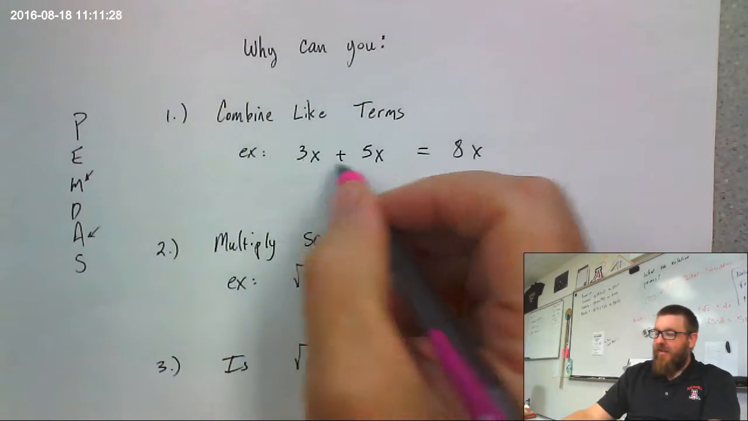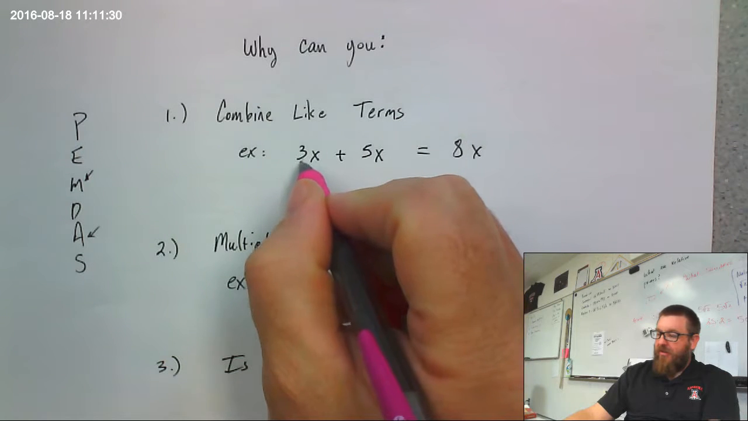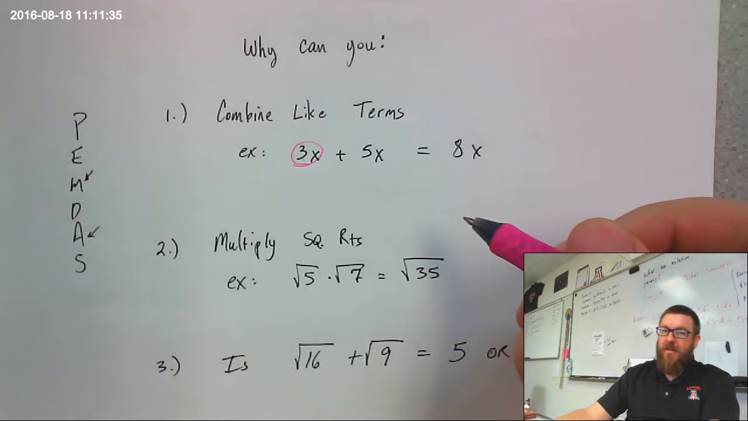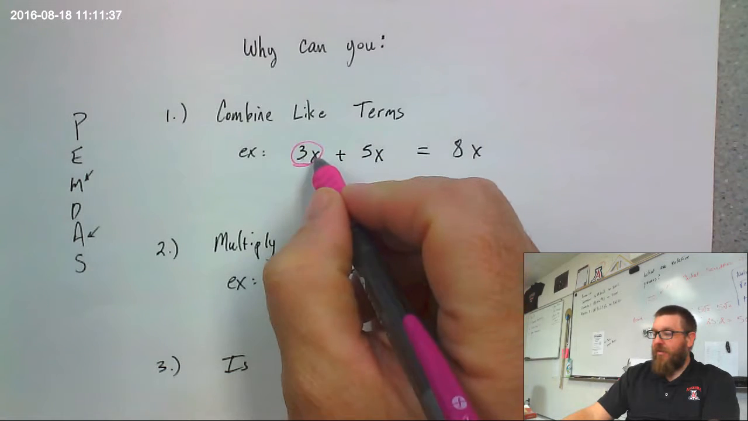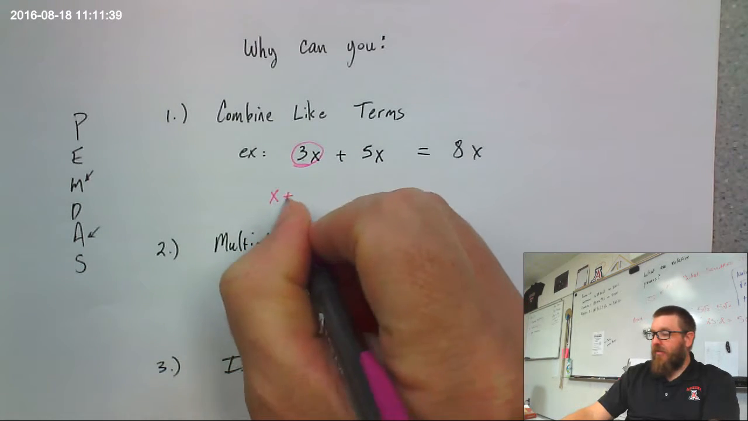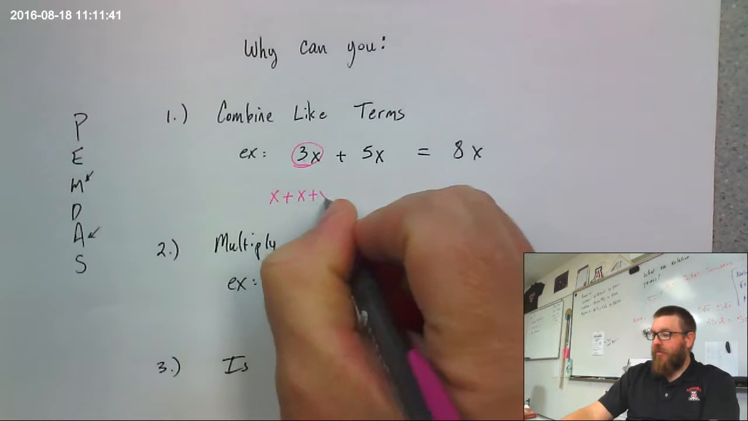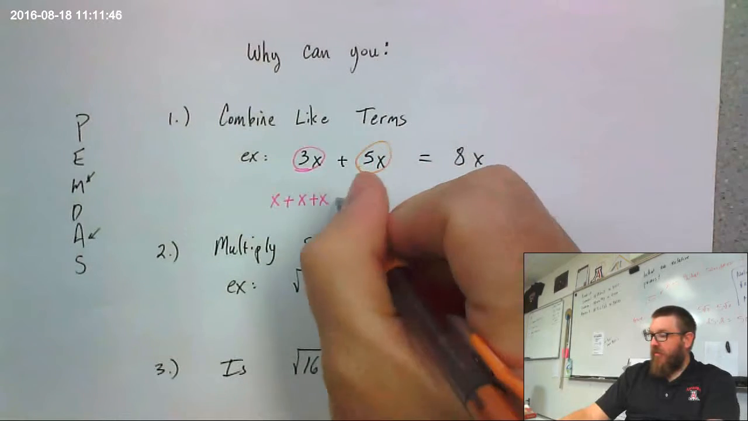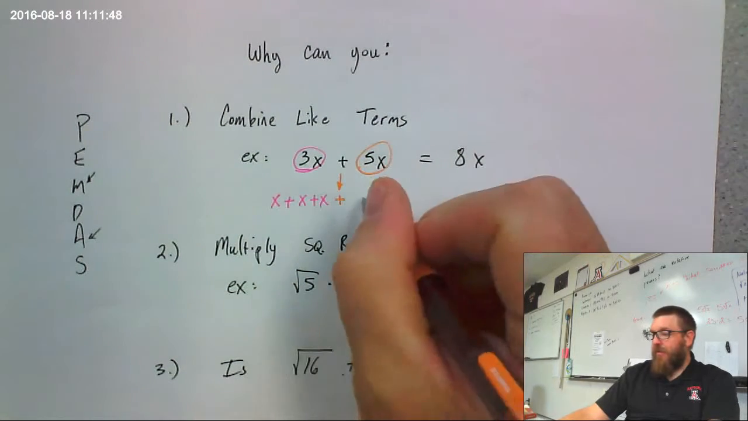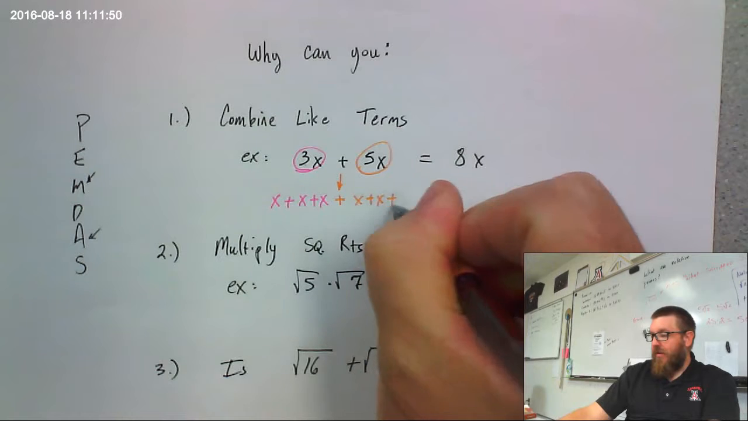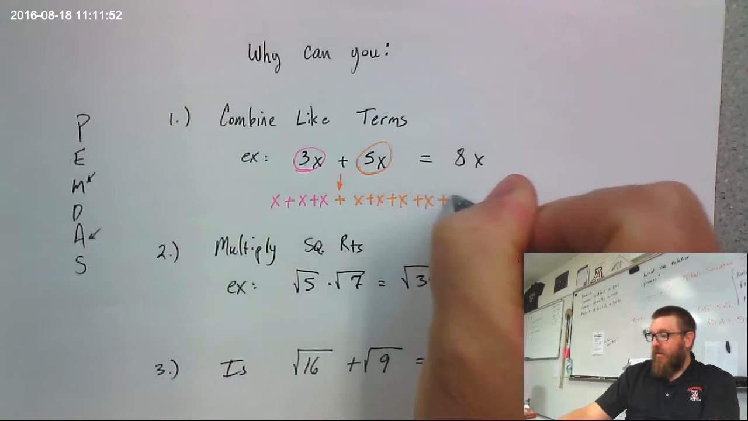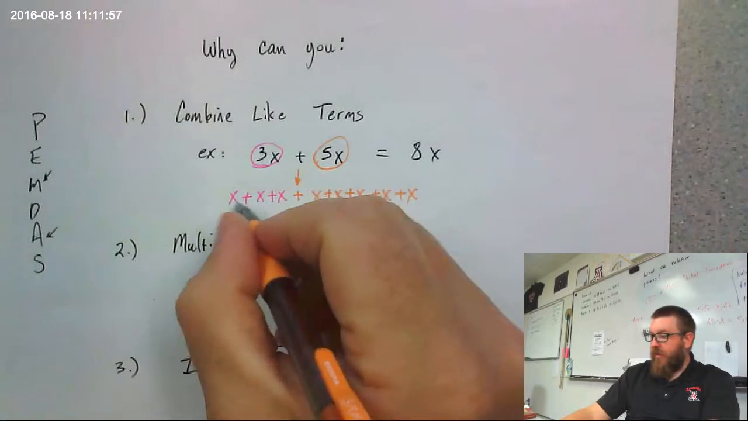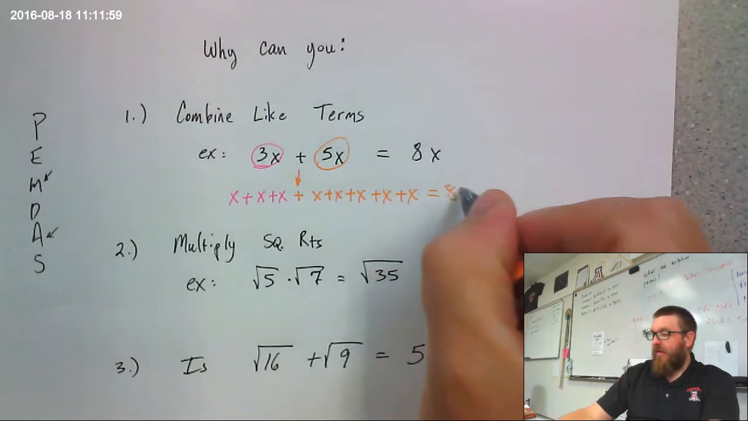The reason why is, well, this is multiplication, but multiplication is repeated addition. We are repeatedly adding x 3 times. 3 times x is x plus x plus x. That's what 3 times x equals. And 5 times x is 5 x's being added. That's 1, 2, 3, 4, 5. So altogether, that is 3 of them and 5 more, which is 8.